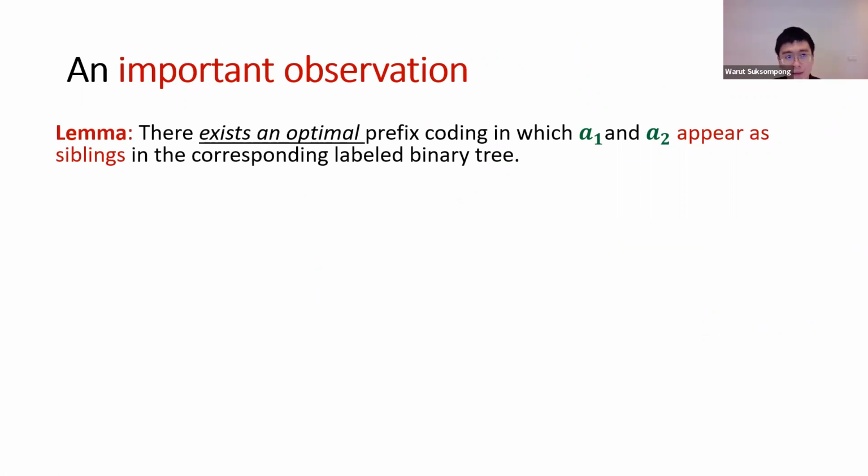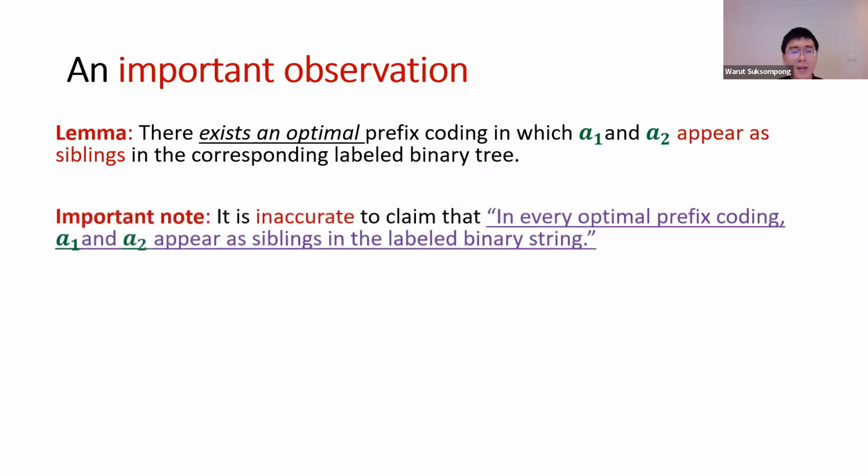What this tells us is that there exists an optimal prefix coding in which A1 and A2 appear as siblings in the corresponding binary tree. But it would be inaccurate to claim that in every optimal prefix coding, A1 and A2 appear as siblings in the tree. And this is also true for other greedy examples that we've looked at, right?